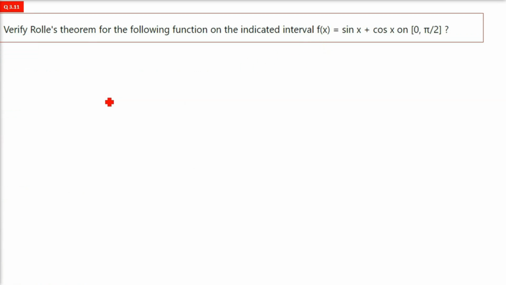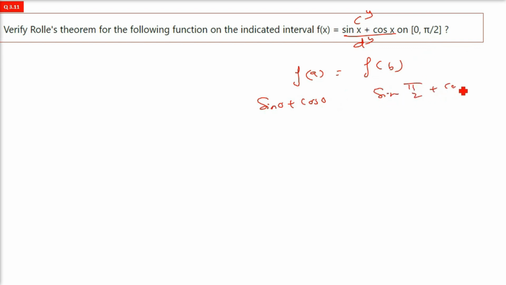Verify Rolle's theorem for the following function on the indicated interval: f(x) = sin x + cos x on [0, π/2]. So we have continuity and differentiability established for sin x + cos x. No worry about that. You can directly write they are continuous and differentiable. The third thing is whether f(a) is equal to f(b) or not. So just put 0 in this function and π/2 in this function and verify whether they are equal or not. Sin 0 is 0, cos 0 is 1.